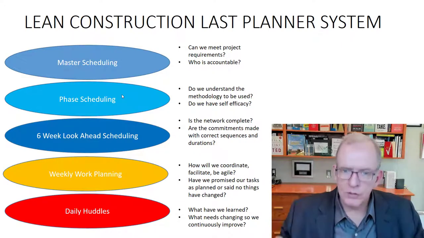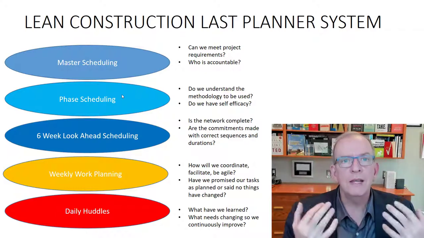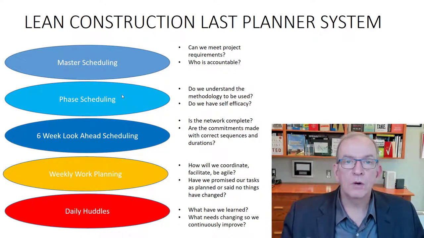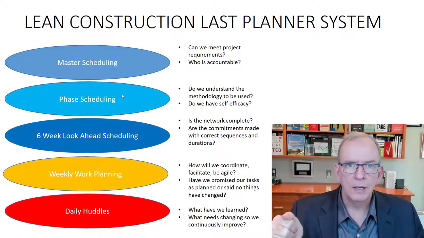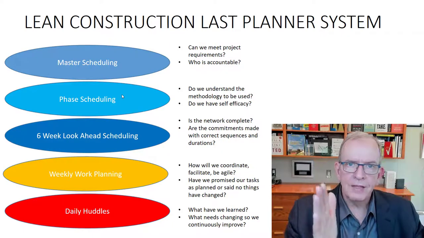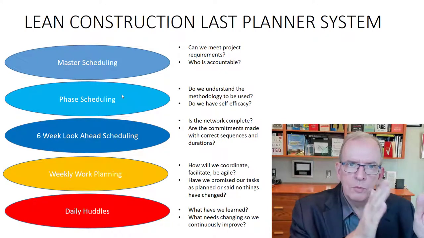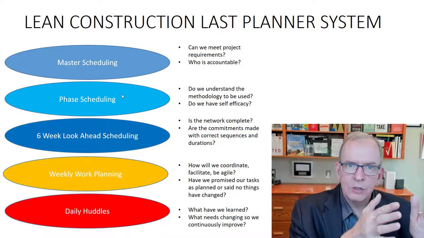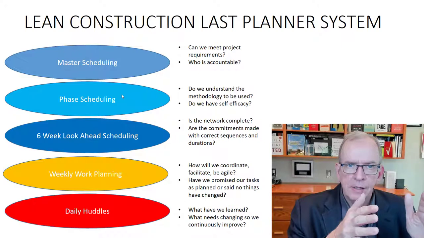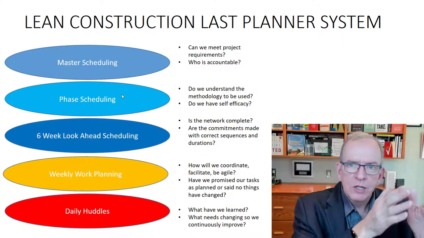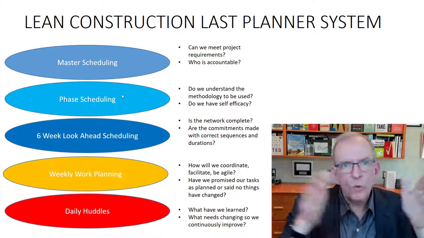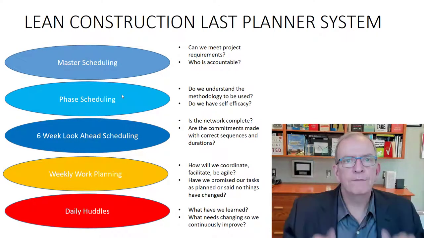Now we're going to have all of the trades involved in weekly meetings. We're going to develop that 6-week look ahead schedule, and we're going to meet every single week. And every single week, we're going to really zoom in from that 6-week look ahead, and we're going to zoom in on what's coming up next. What do we got to do this week, and what's coming up the next week, right? And so as this week finishes, we pull another week into that 6-week look ahead. So it's always at 6 weeks from the phase schedule.